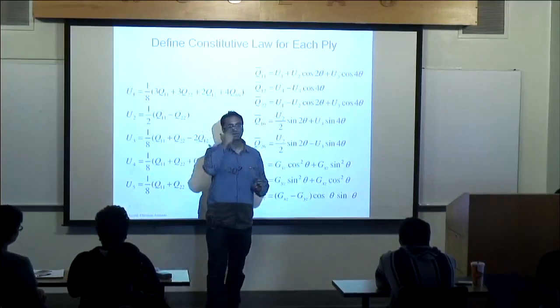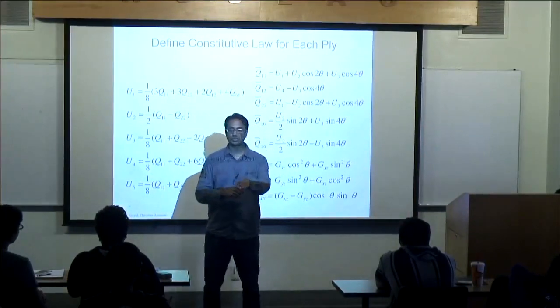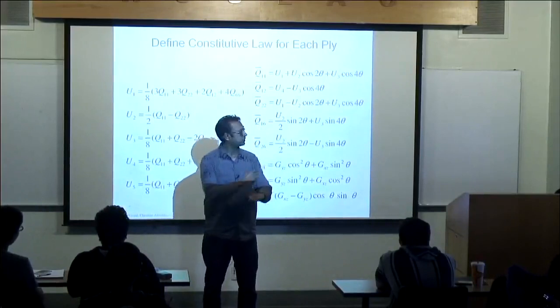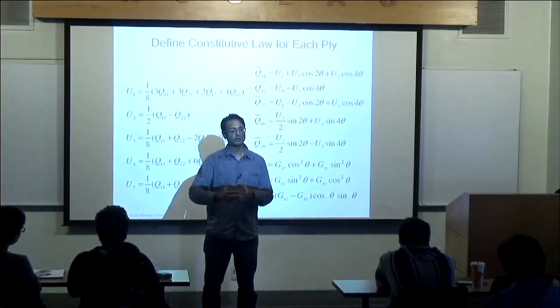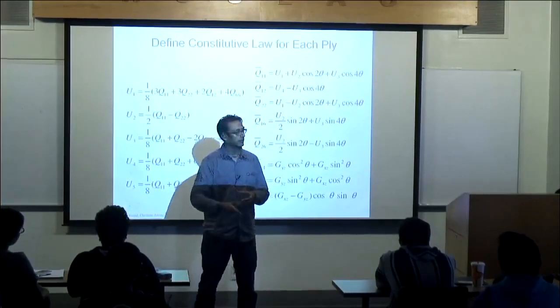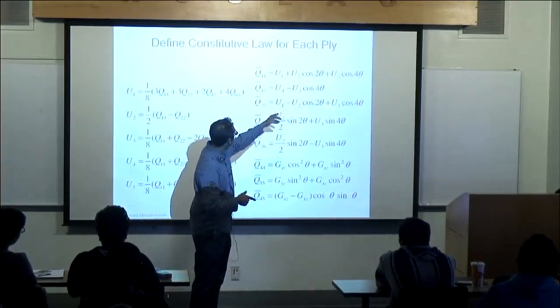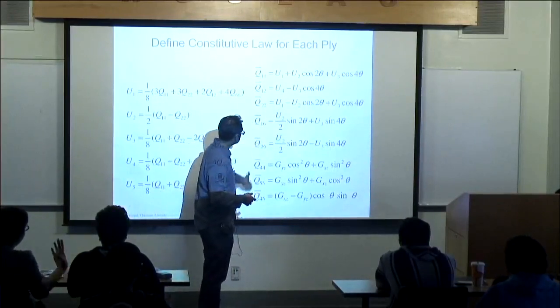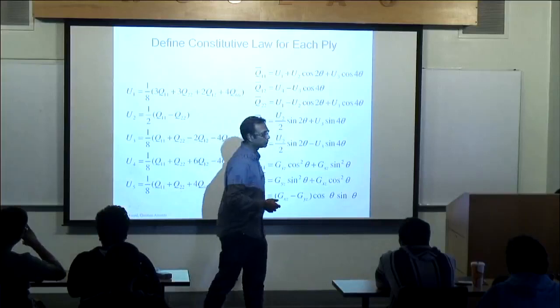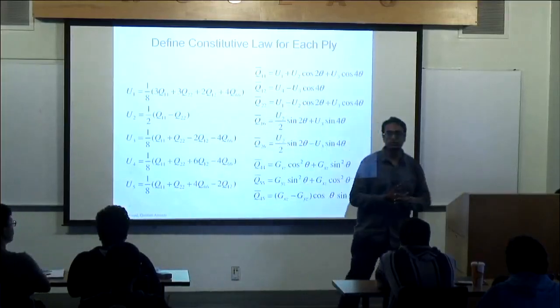Because you know the ply angle. So you know if it's 0 degrees, 45 degrees, 30 degrees. So theta here represents the ply angle that you have. So say you have a 0 degree ply angle, then theta is 0. And then if theta is 0, what you're going to get is the Q bars.